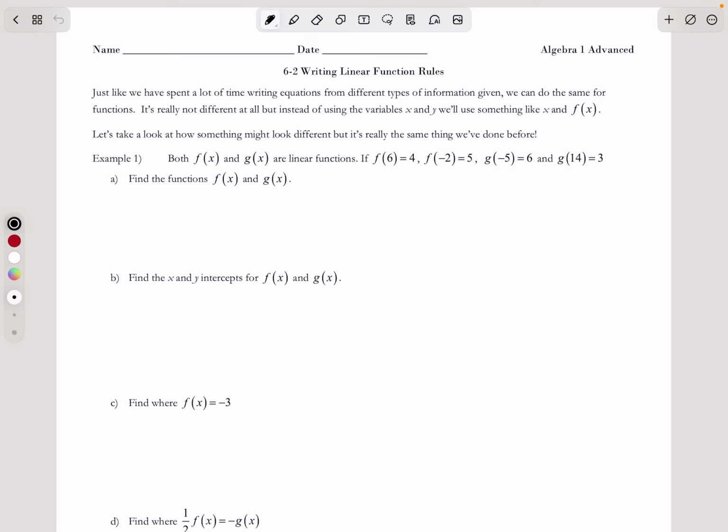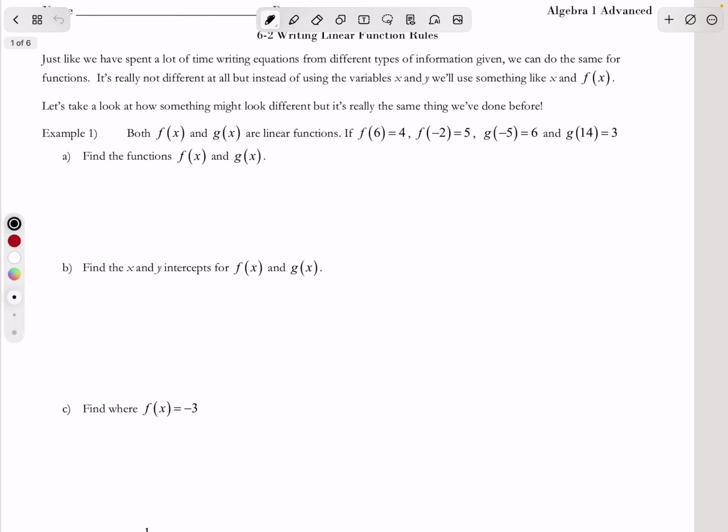Hello again, Mr. Smith here on a Sunday night, getting you ready for Unit 6, Lesson 2, Writing Linear Function Rules. Now, the nice thing about this lesson is it's mostly stuff you've already done before. We are going to be looking at this through the lens of using function notation to do stuff we already know how to do.